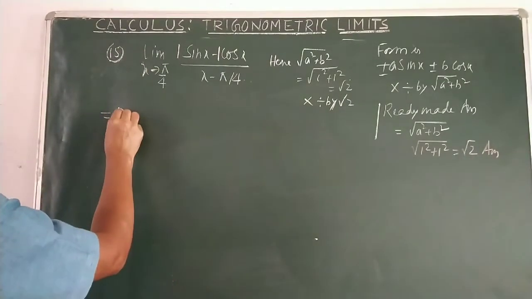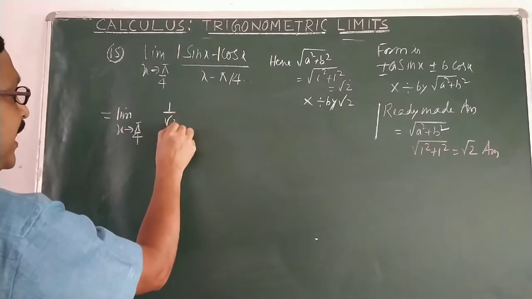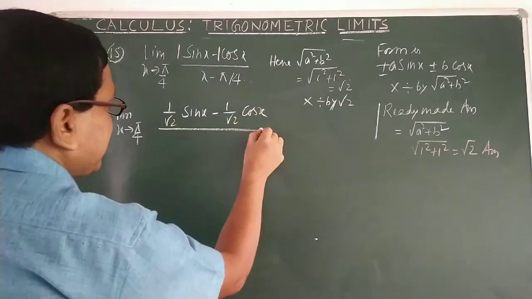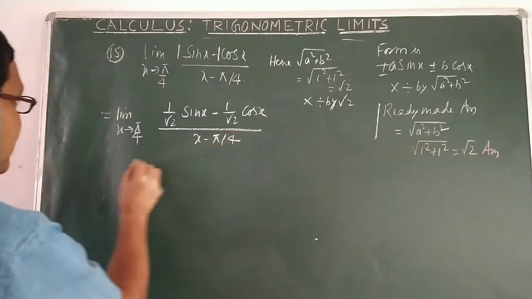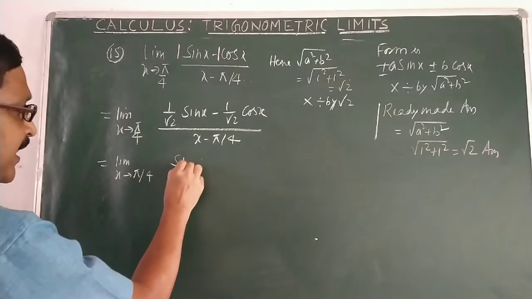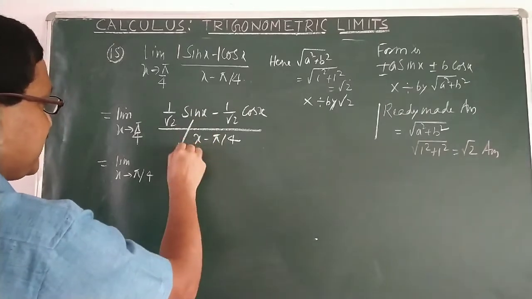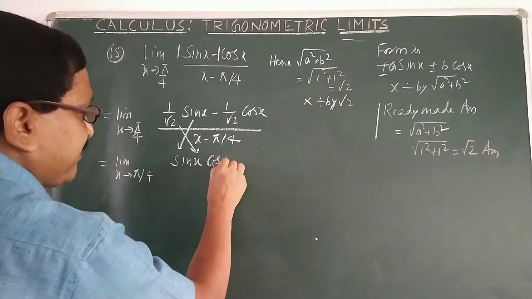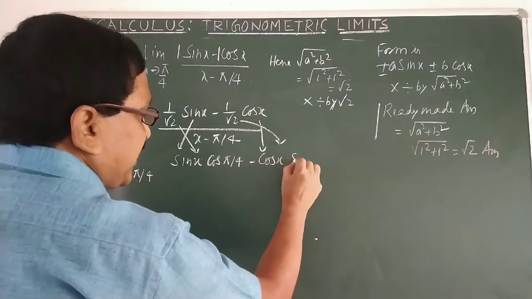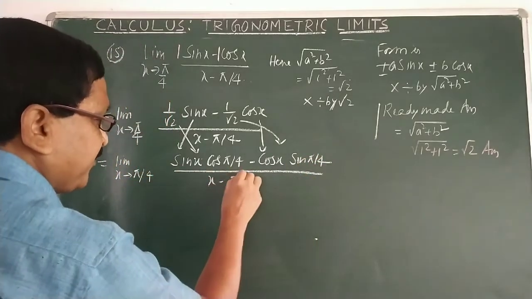Now move ahead. Limit x goes to pi by 4, (1 by root 2 sin x minus 1 by root 2 cos x) divided by x minus pi by 4. Now this is equal to limit x tends to pi by 4, sin x first, this is cos 45, cos pi by 4. After that, this cos pi by 4 minus cos x, and this is sin pi by 4, divided by x minus pi by 4.